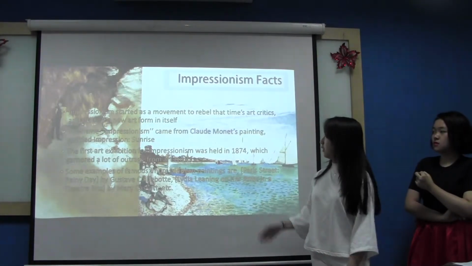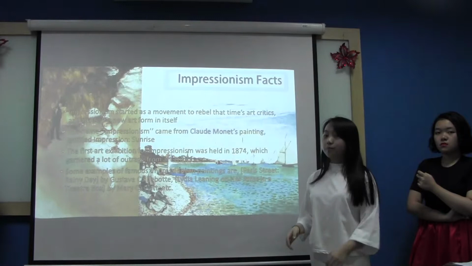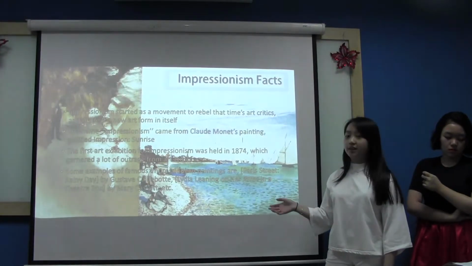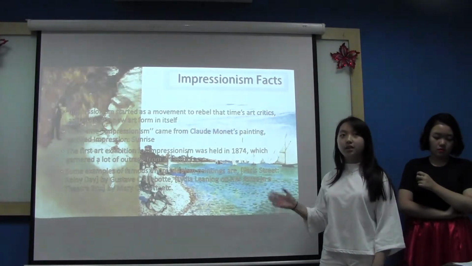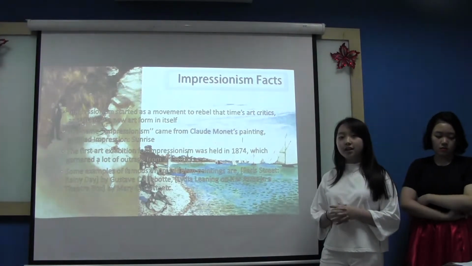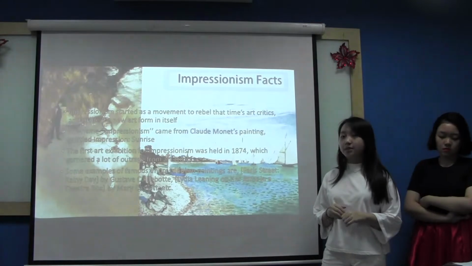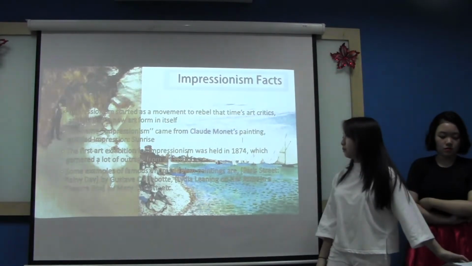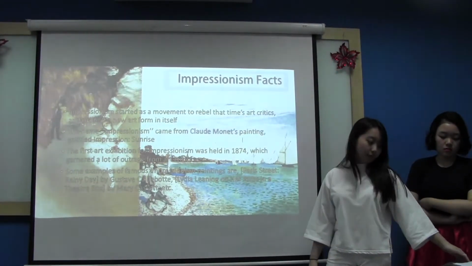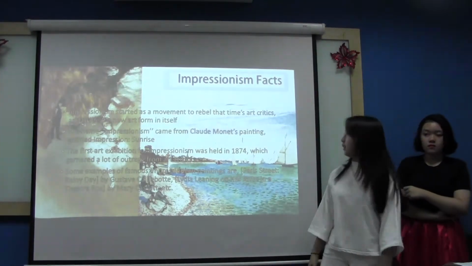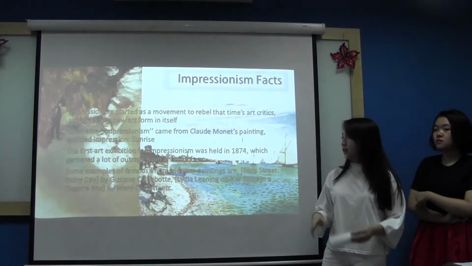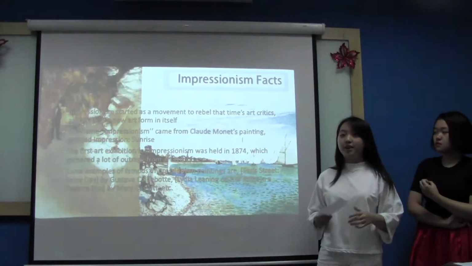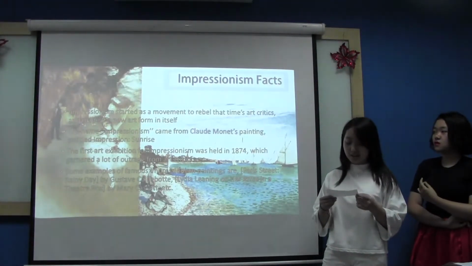Yeah, so as explained earlier, it was a rebel movement. The name Impressionism actually came from the painting from before, which was called Impression Sunrise. But it was also because of an art critic who called their art style only an impression, and the name stuck with both the artists and the public. The first art exhibition for Impressionism was held in 1874. This garnered a lot of outrage from art critics because, as explained earlier, it was very new and they didn't exactly accept new things back then.